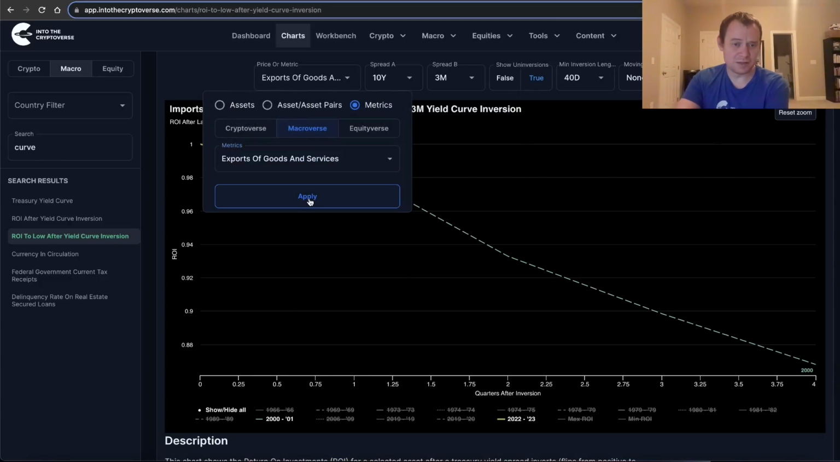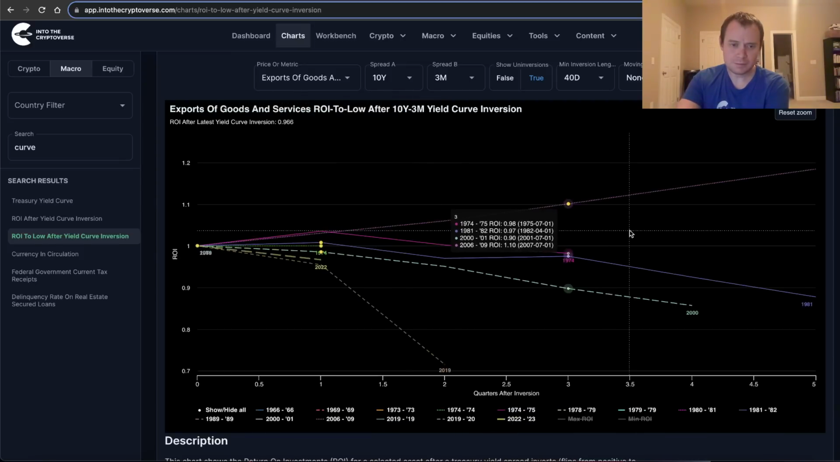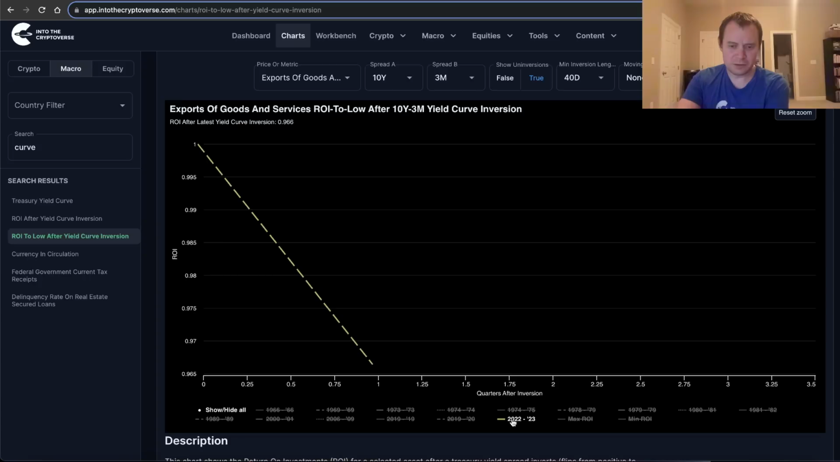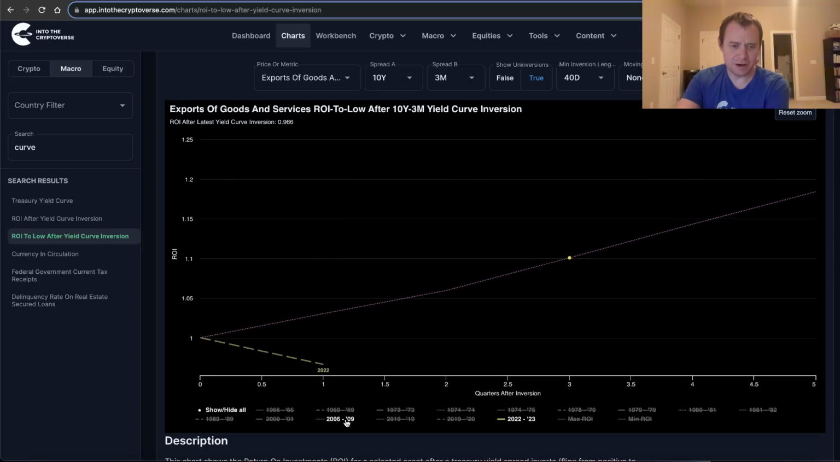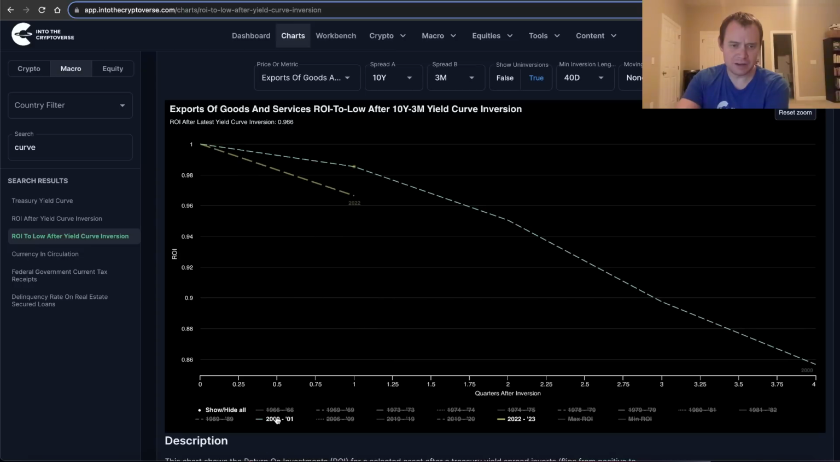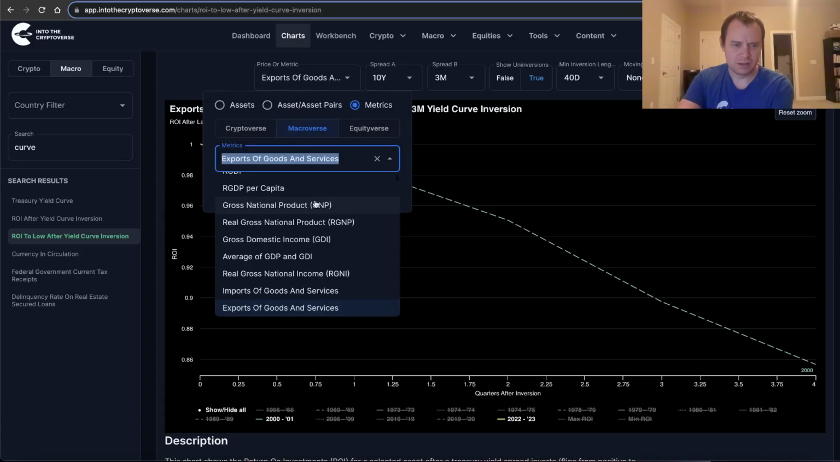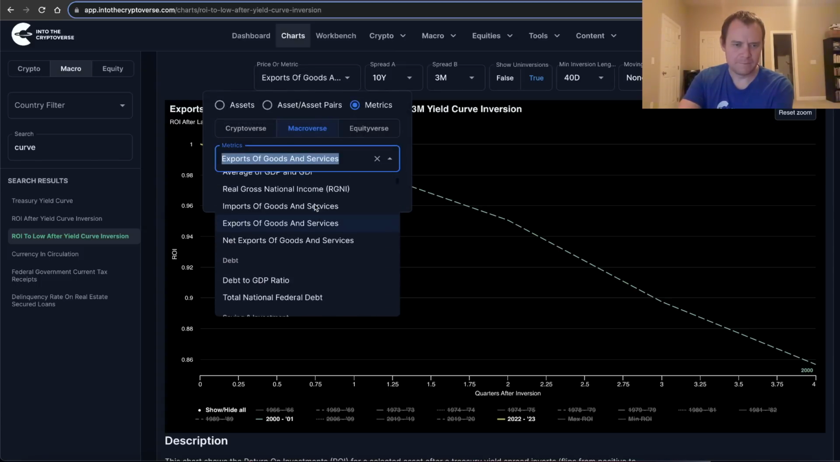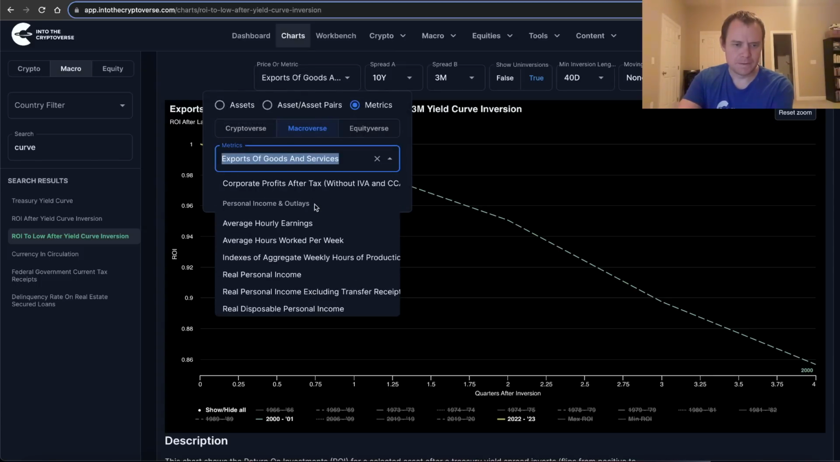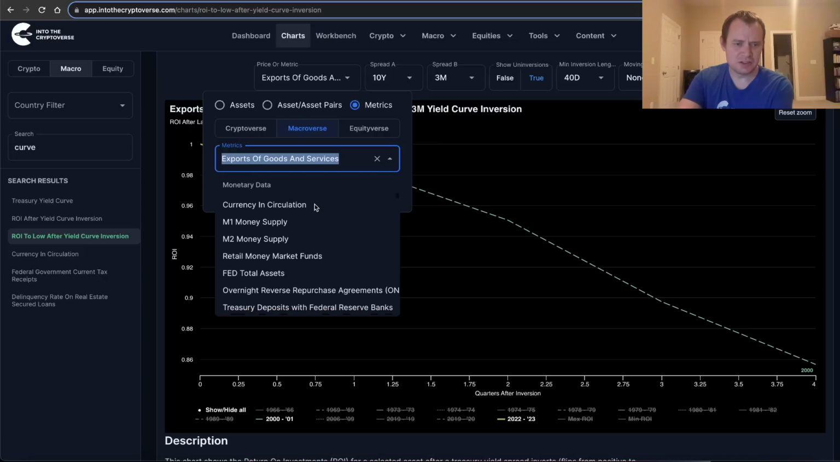Exports of goods and services, why don't we check that one out? So this is the current cycle. This is comparing it to the financial crisis, right? Well below it. Here it is compared to the dot-com crash. We're below where we were in the dot-com crash. So you can go through a lot of these metrics and see that in some metrics, we're outperforming prior cycles. In other metrics, we're underperforming prior cycles. So it's interesting to track.